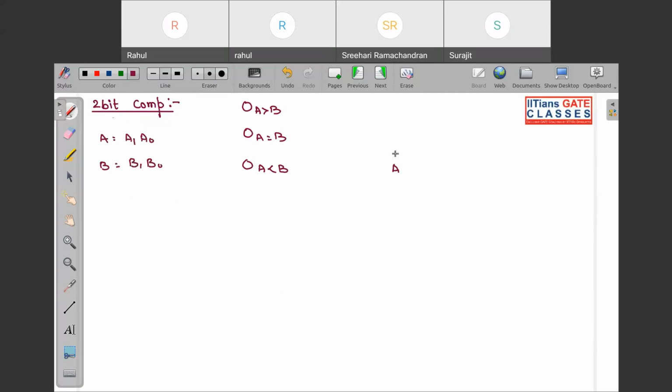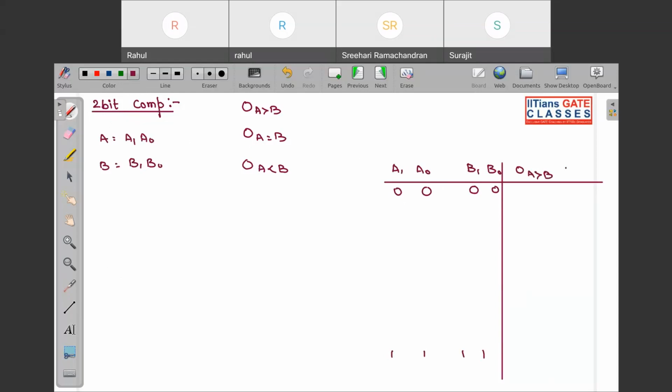Now you might be wondering, you can write A1 A0, B1 B0, and then write all the combinations from 0 0 0 0 to 1 1 1 1, and you will have 3 cases of output where A is greater than B, A is equal to B, and A is less than B. Then you fill 0 and 1 accordingly. You can do this also, but it will take a lot of time. So what is the easy method? Can anyone tell me?